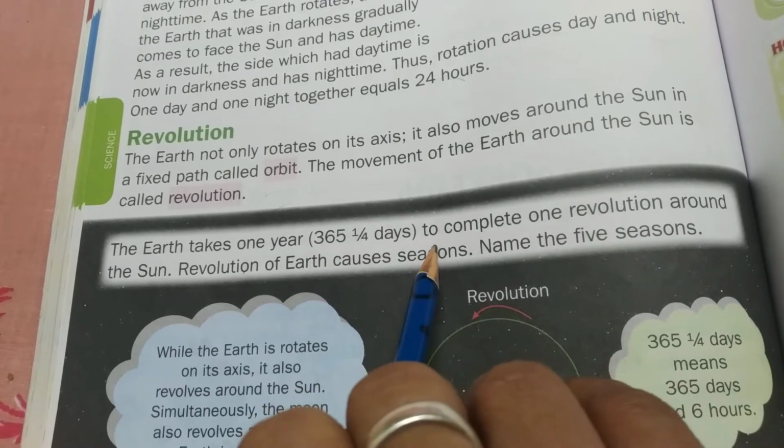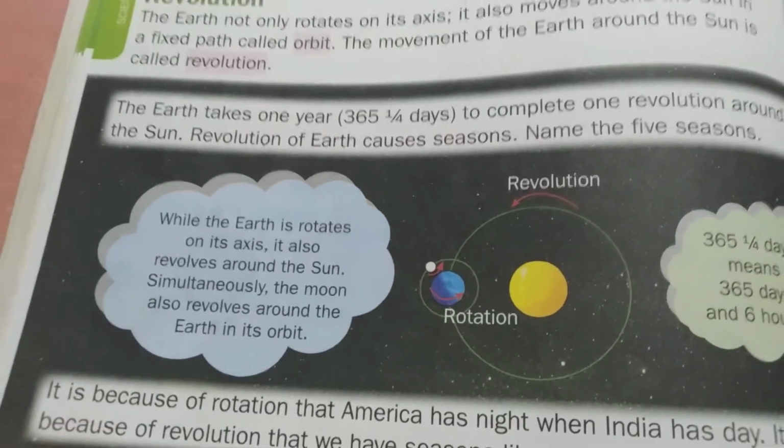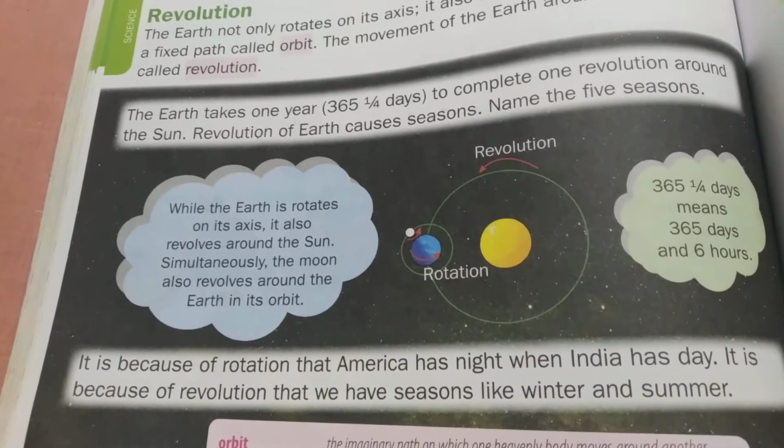Revolution of the earth causes seasons. Name the seasons. You know autumn, spring, winter, rainy. Okay, these are the seasons.